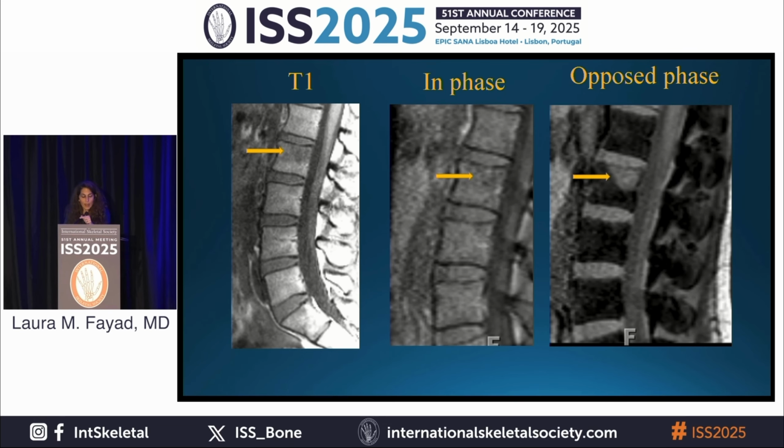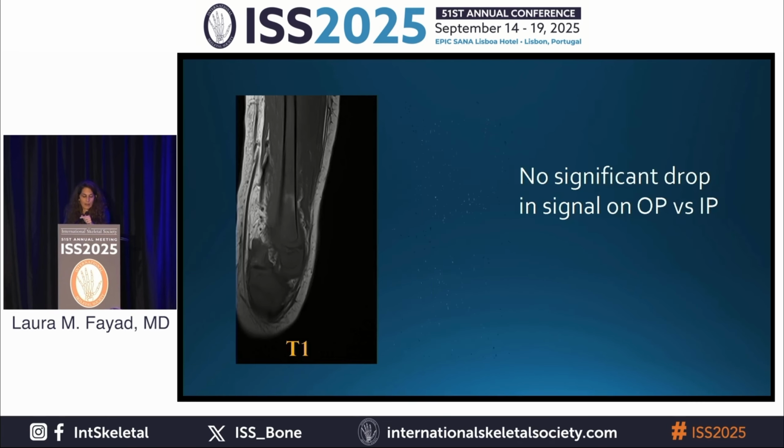So in the spine, where you have this sort of ill-defined signal in the L2 vertebral body, is it reactive or could it be a tumor? Well, you see clearly on the in and out of phase that it is a marrow-replacing lesion with no signal drop on the out of phase compared with in phase, whereas the other vertebral bodies show extensive signal drop on opposed phase compared with in phase because they're composed of red marrow interspersed with fatty marrow. So this was unsuspected metastatic breast cancer in a 40-year-old.